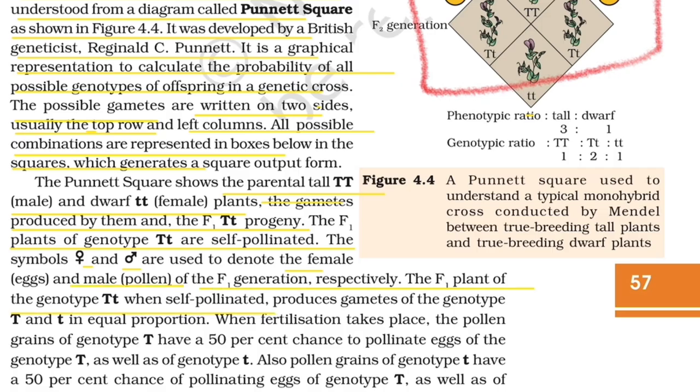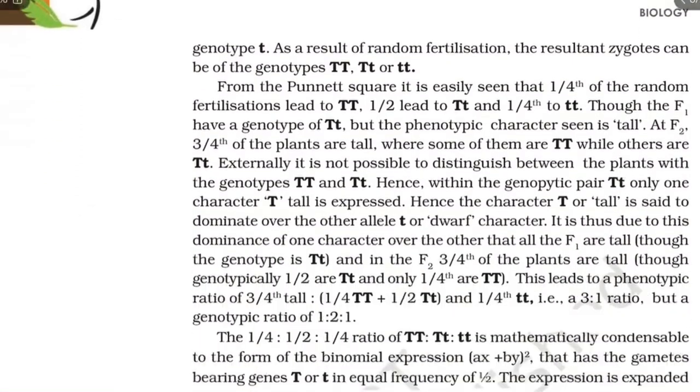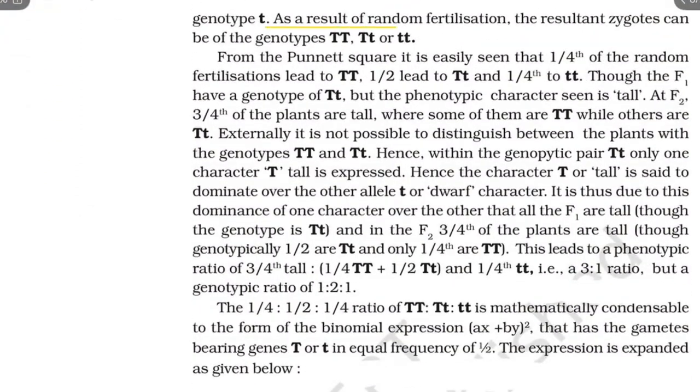The F1 plant of genotype Tt when self-pollinated produces gametes of genotype T and t in equal proportion. When fertilization takes place, the pollen grains of genotype T have 50% chance to pollinate eggs of genotype T as well as genotype t. Also, pollen grains of genotype t have 50% chance of pollinating eggs of genotype T as well as of genotype t. As a result of random fertilization, the zygote can be of genotype TT, Tt, or tt.